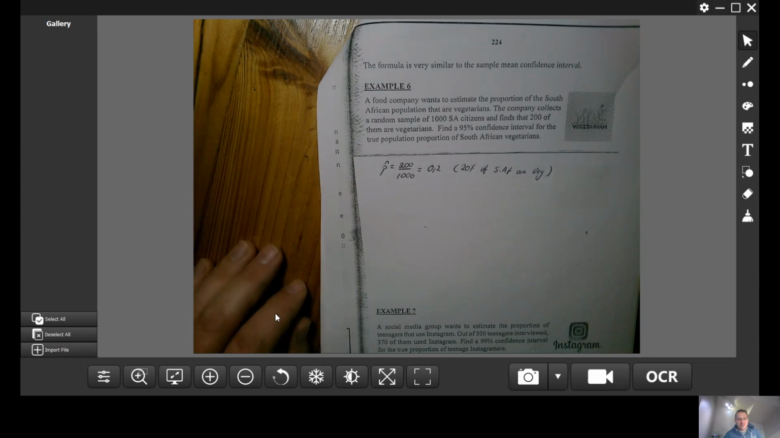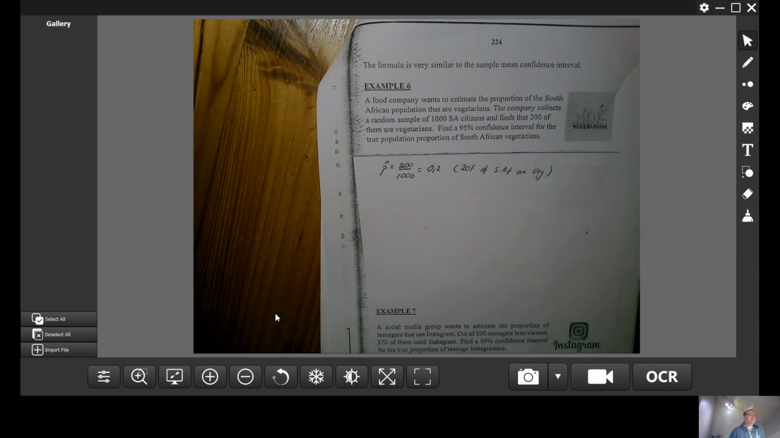So straight away, I'd say you've got a very biased sample space for South Africa here. Somebody went to the northern suburbs and had a look at this. There's no way that's accurate. Sorry, vegetarians, you're a minority.